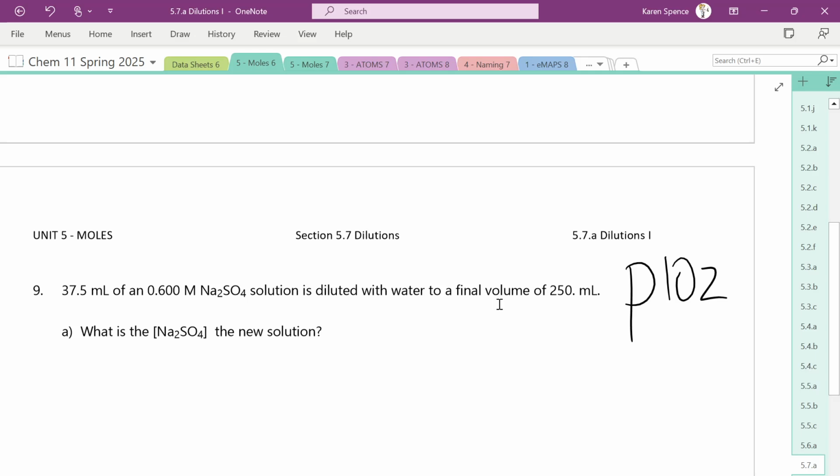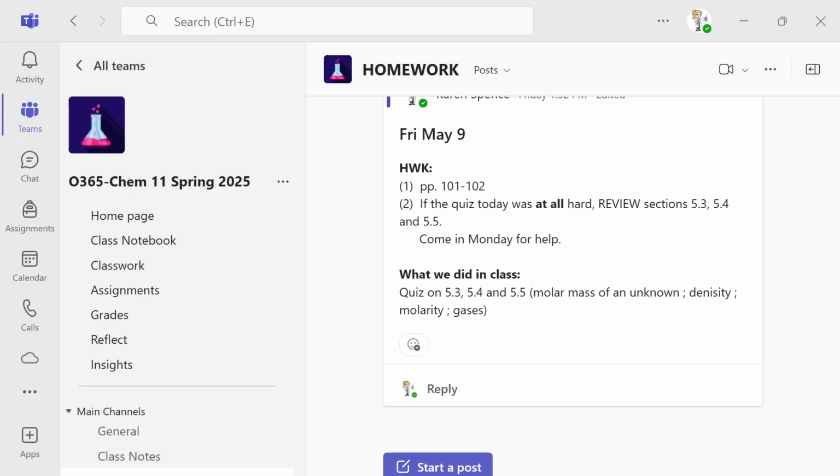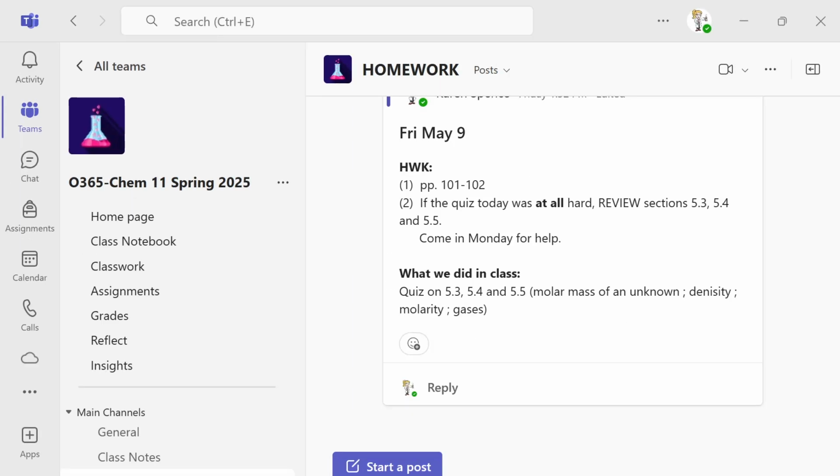Okay. I have to say that this is the reason why my enriched class can go at twice the pace, because when I assign them homework, they do the homework. And then they come and they ask a question if they have the question. And if we look on Teams, pages 101, 102, if the quiz was at all hard, review those sections and come in for help.